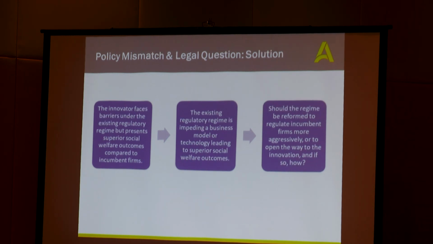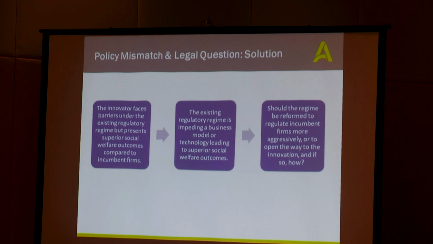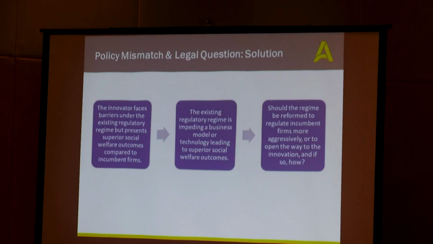And the last is on the solution. The innovator faces barriers under the existing regulatory regime but presents superior social welfare outcomes compared to the incumbent firm. The existing regulatory regime is impeding a business model or technology that leads to superior social welfare outcomes. The question to be asked is: should the regime be reformed to regulate incumbent firms more aggressively or to open the way to the innovations, and if so, what does the government need to do? So that's the first role of the government, on regulation.